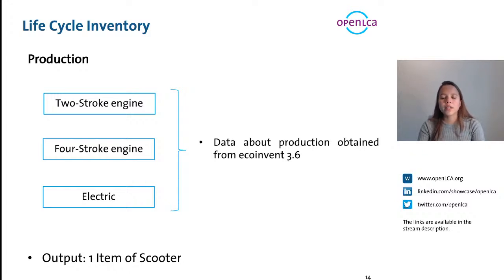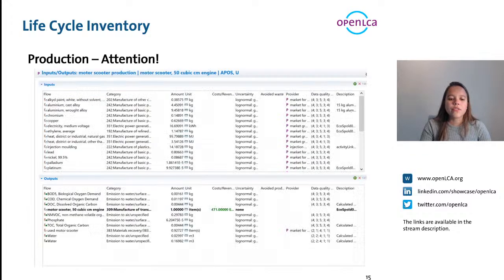And also, I would like to highlight that when we are using processes from Ecoinvent, we really need to try to understand them, because we are not the person that built them. So, for instance, if we look at this process here, we can see in the outputs that we have the motor scooter, but we also have the used motor scooter. This means that in this production process of the motor scooter, the used scooter is already considered, like the end of life flow is already considered.